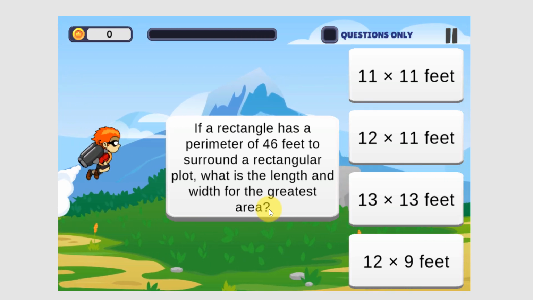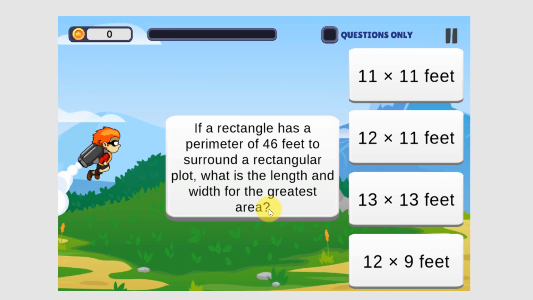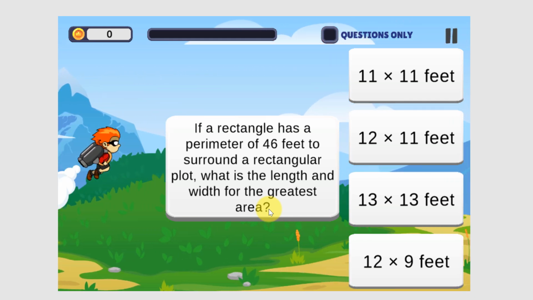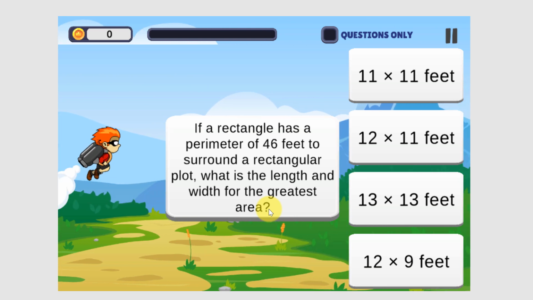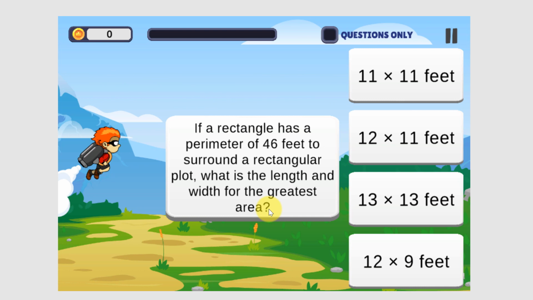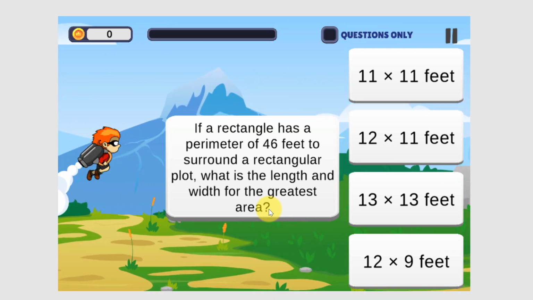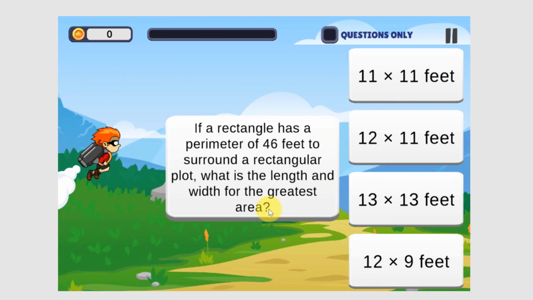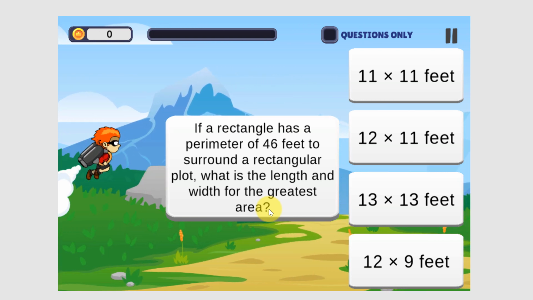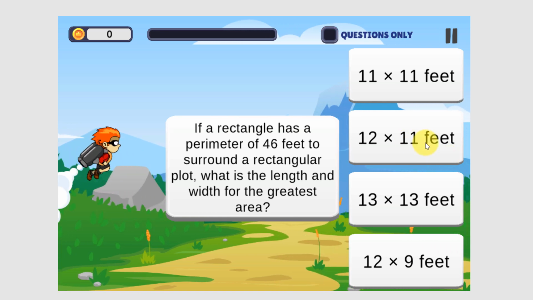So 11 by 11 feet, that would be 22 times 2 is 44. That won't give us a perimeter of 46. 12 plus 11 is 23, and that will give us a perimeter of 46. So that's one possible answer, 12 by 11. 13 by 13, that's too much. And 12 by 9, that would be 21, that's too little. So the answer is 12 by 11 feet.